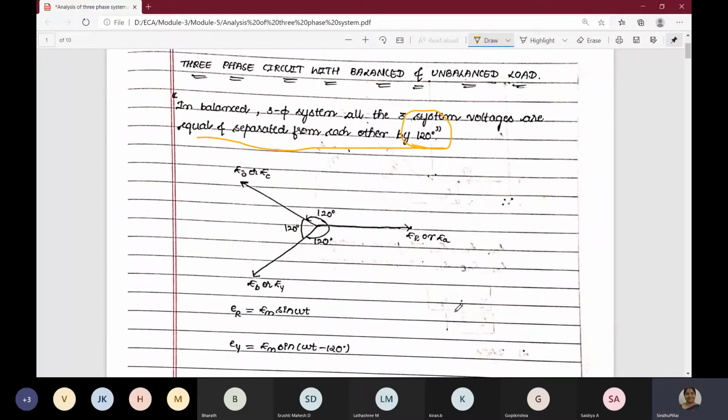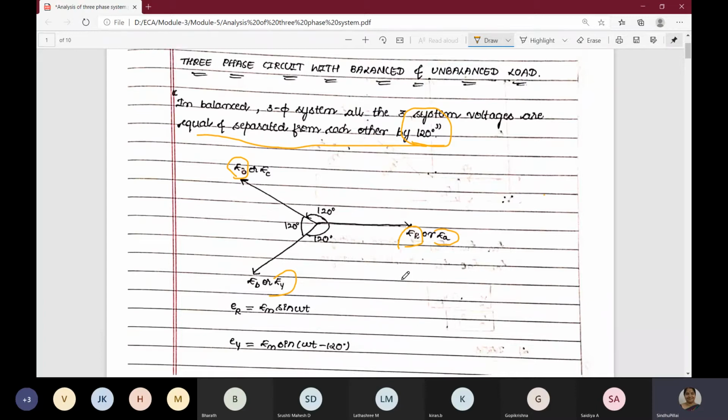Here this is the figure we draw. There are two ways of representing it. We can represent it as ER, EY and EB. This is red, yellow and blue. Or we can represent it as EA, EB or EC. The three voltages are represented with lines and are separated by 120 degree. The angle of separation between all the three is 120.